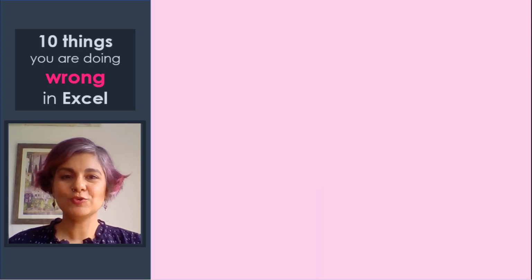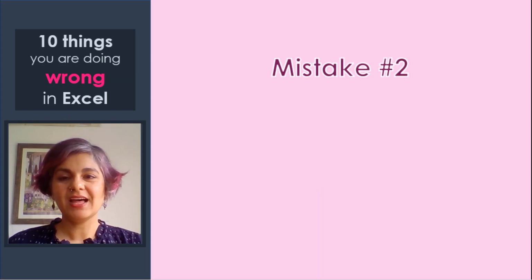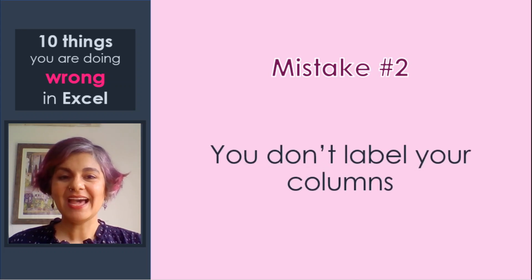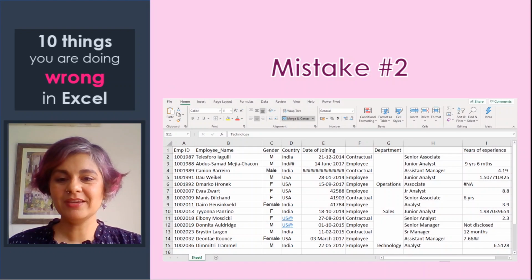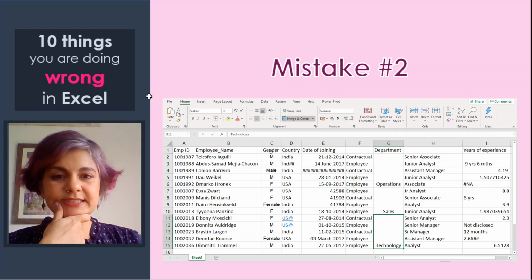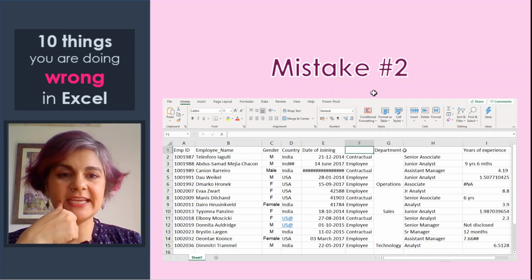And let's jump into mistake number 2. Again, a common one. And this is that you don't label your columns. And let's look at how this is something which we can fix in the spreadsheet that we are using in our project. So here we have the Excel sheet, and you can see that we have these 2 columns here where we don't have any headers.